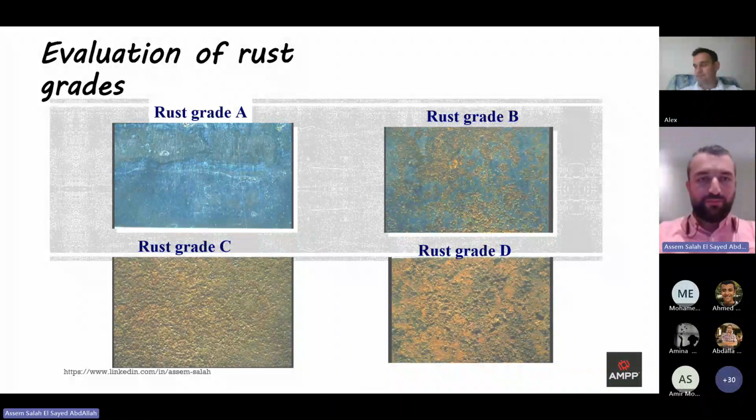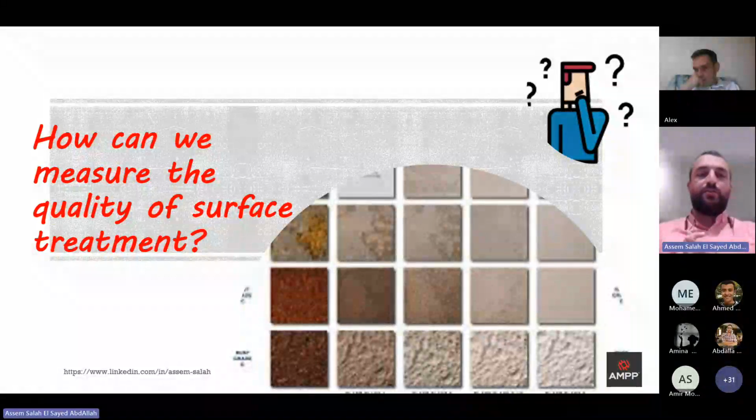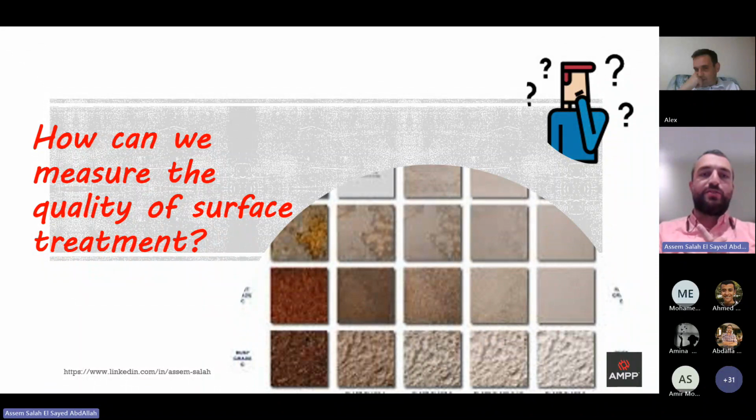Okay. And how can we measure the quality of surface treatment? We now have two topics. We introduced the audience to the types of rust, and we introduced the audience to the types of surface treatment. And now we have to make a mix between these two topics.